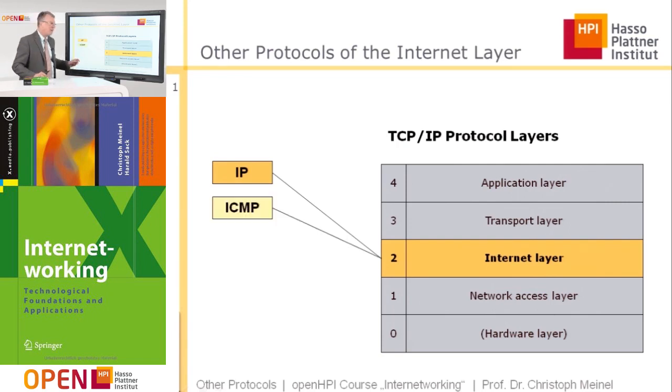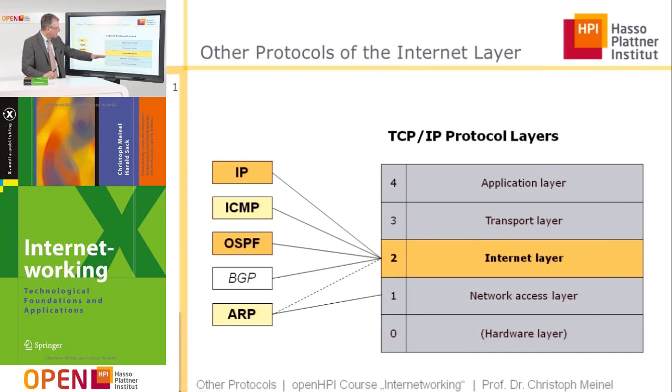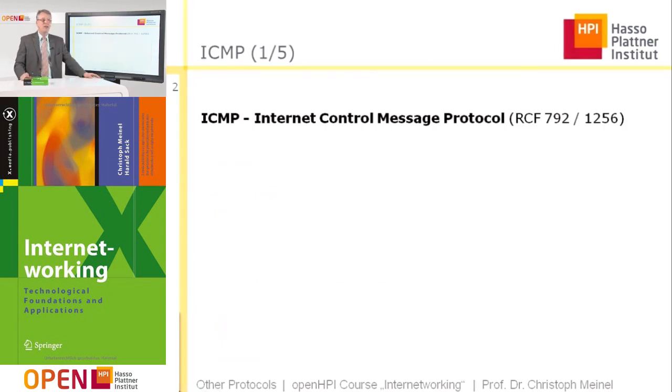But on the IP layer, we have also the ICMP protocol, the OSPF protocol, the PGP protocol, the ARP protocol. We mentioned it with the translation of addresses. So for that reason, the ARP protocol is placed on the network access layer and a little bit on the Internet layer. And the same is with the reverse ARP protocol. So let's have first a look at the ICMP protocol.